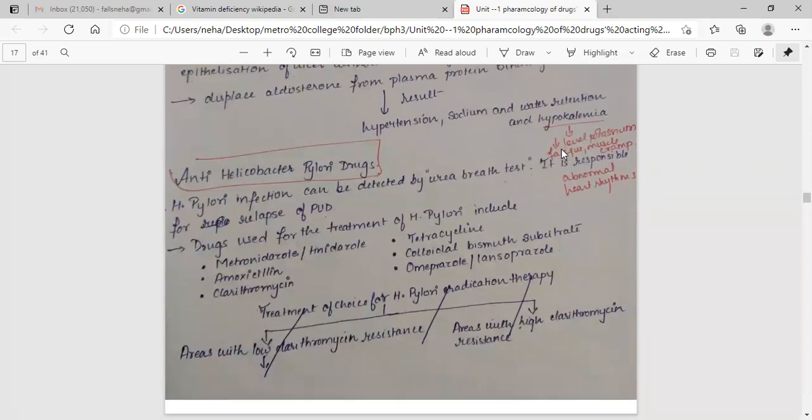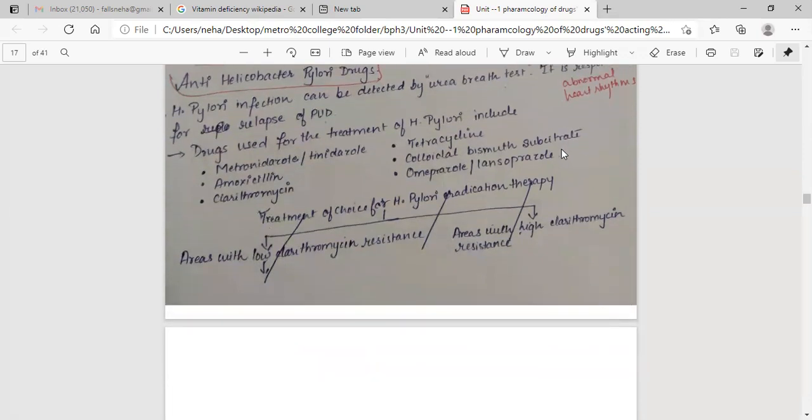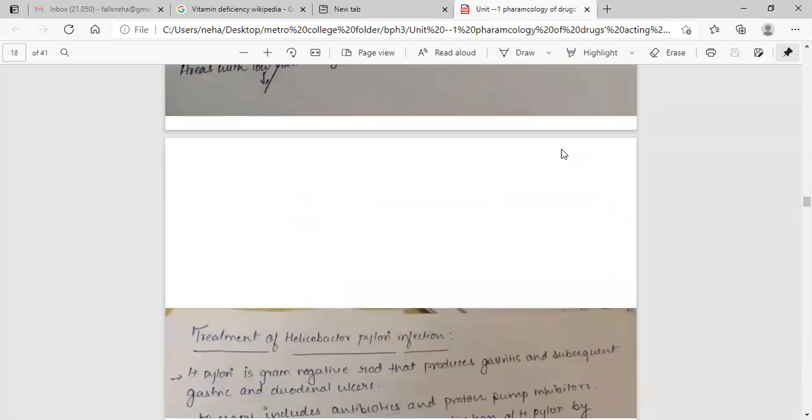Anti-Helicobacter pylori drugs. H. pylori infection can be detected by the urea breath test. It is responsible for relapse of peptic ulcer disease. Drugs used for the treatment of H. pylori include metronidazole, tinidazole, amoxicillin, clarithromycin, tetracycline, colloidal bismuth subcitrate, omeprazole, and lansoprazole.